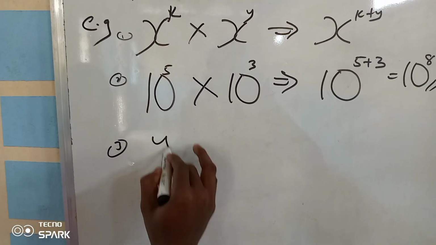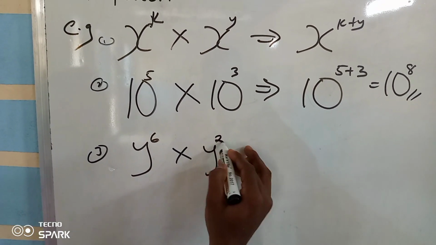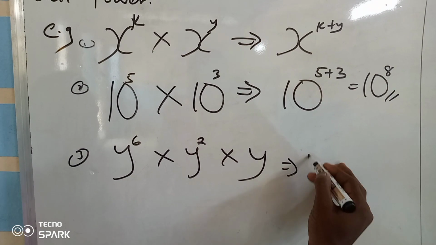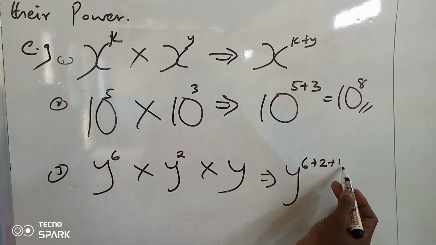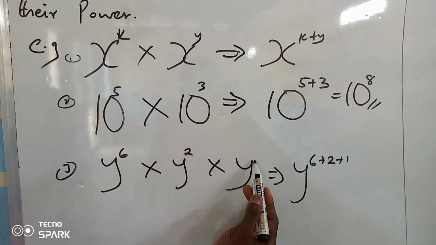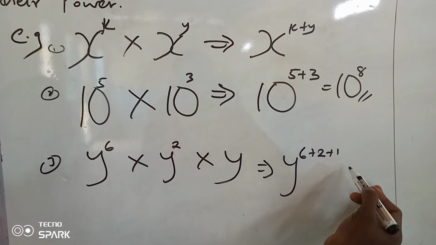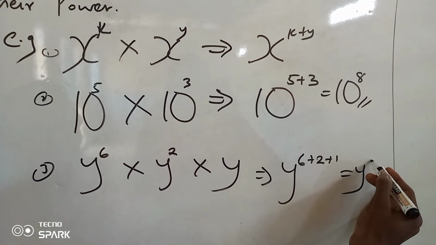Also, if I have y raised to the power 6 times y raised to the power 2 times y, this should give us y raised to the power 6 plus 2 plus 1. This is because this y is raised to the power 1, so that's how we got the 1 there. So that should now give us y raised to the power 9.